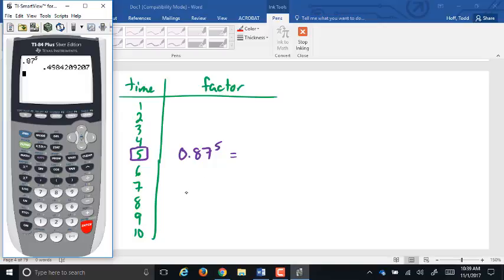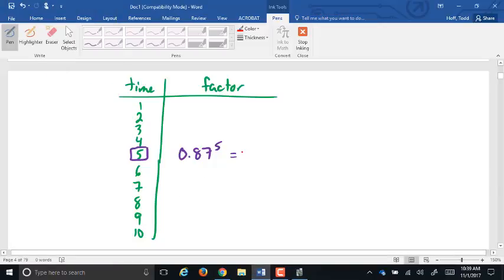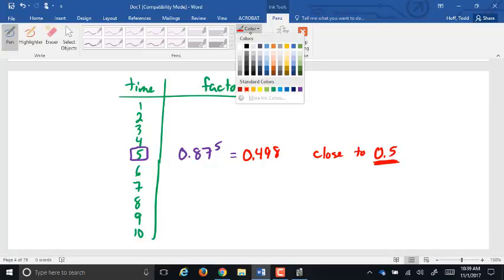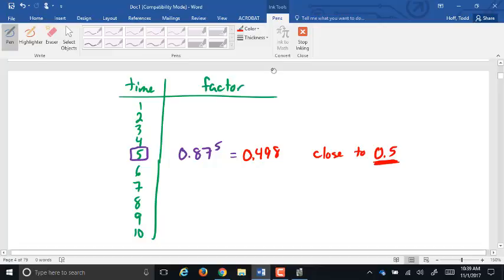You get 0.498. Yeah, 0.498 is really close to 0.5. So I may have actually guessed it on the first try. But let's test the one right before this to see if it's closer.